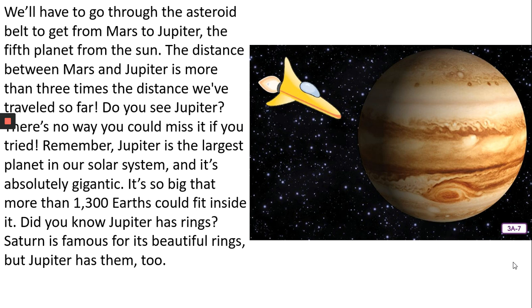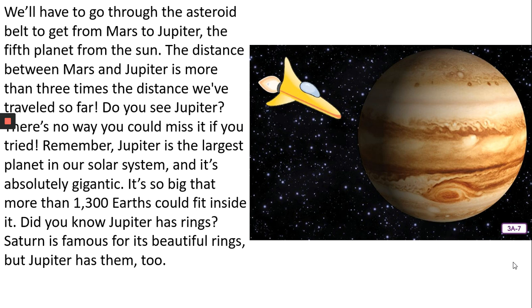Okay, so we have to go through the asteroid belt to get from Mars to Jupiter, the 5th planet from the sun. The distance between Mars and Jupiter is more than 3 times the distance we've traveled so far. Do you see Jupiter? There's no way you could miss it if you tried. Remember, Jupiter is the largest planet in our solar system and is absolutely gigantic. It's so big that more than 1,300 Earths can fit inside it.